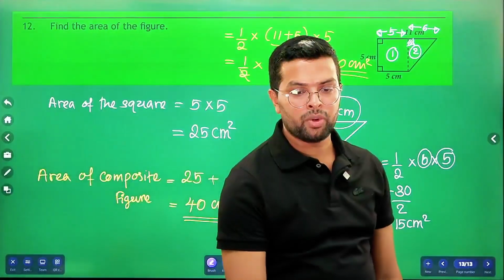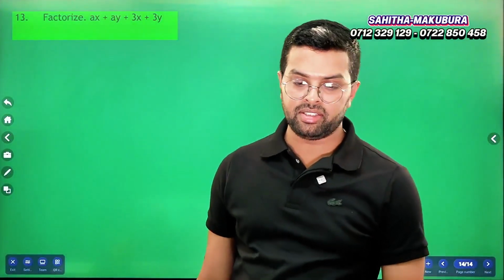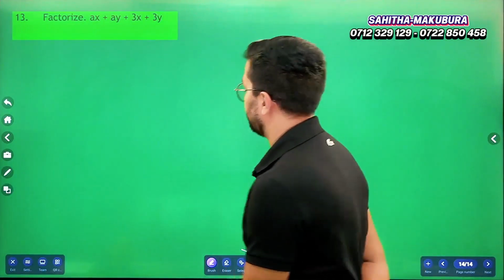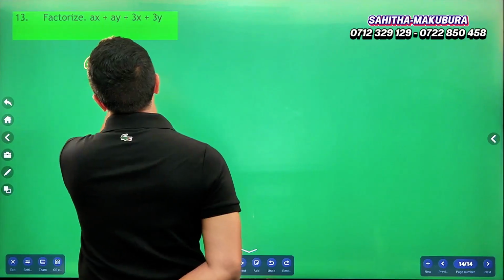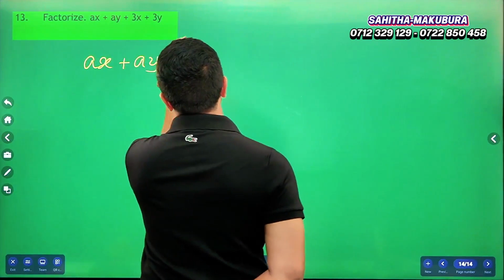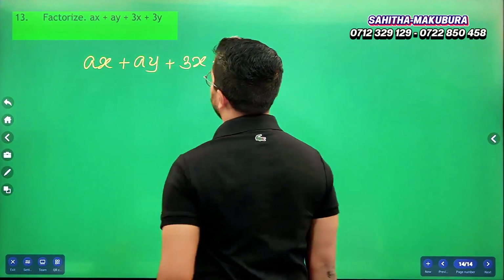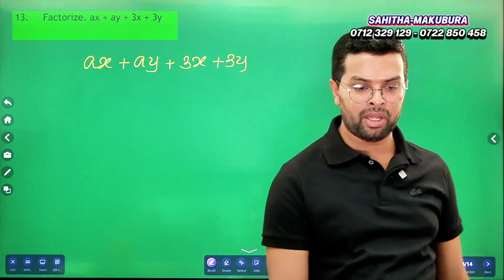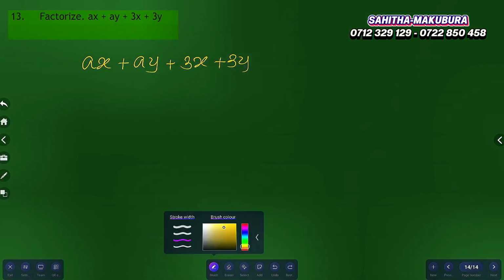Let's move on to the next question. Question number 13. Factorize this given algebraic expression. Look, we have ax plus ay plus 3x plus 3y. It is asking us to factorize, right?